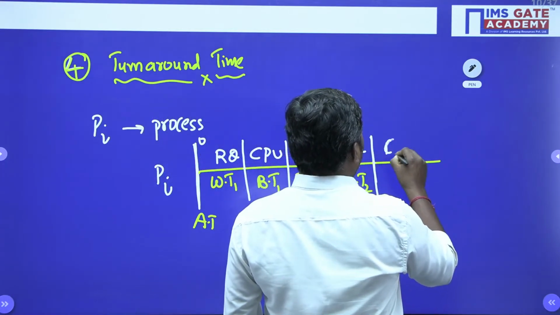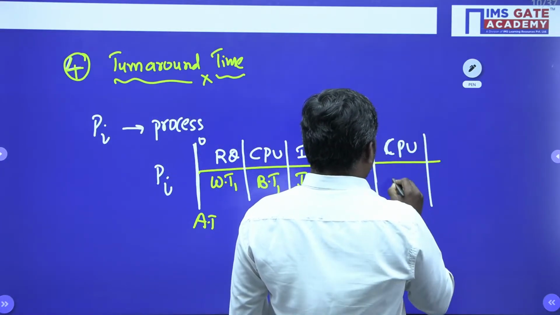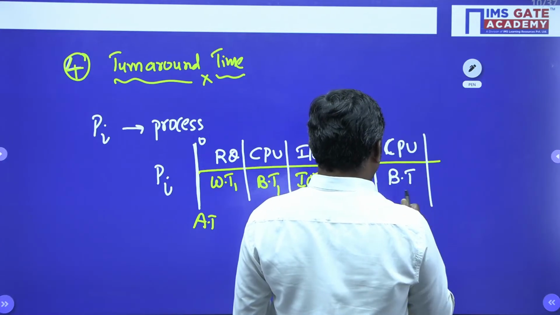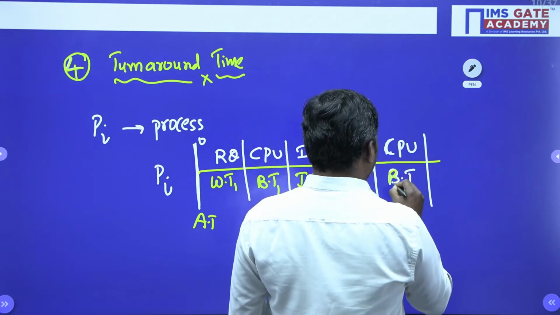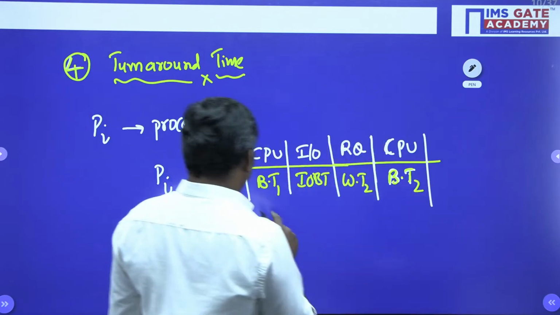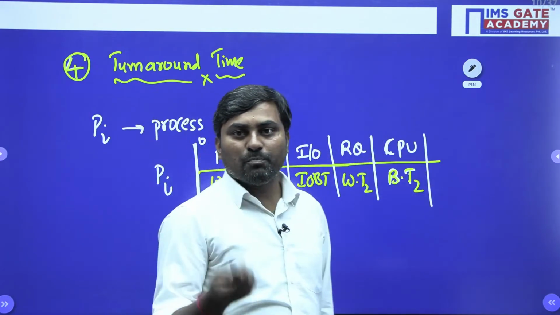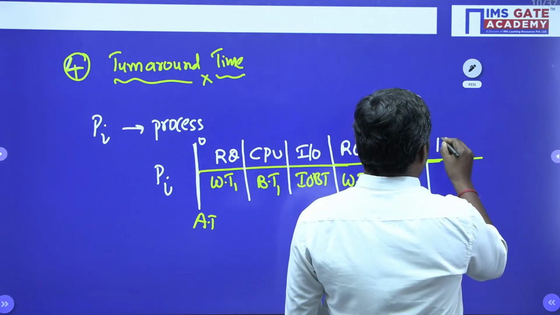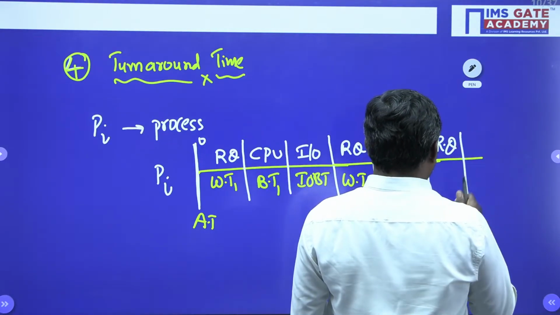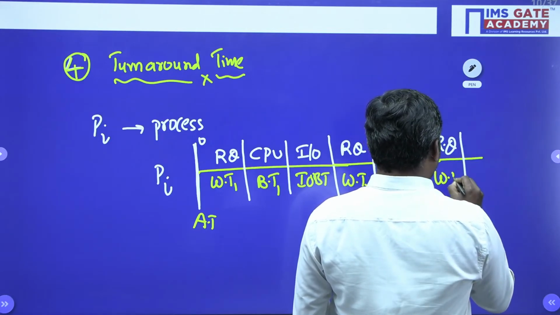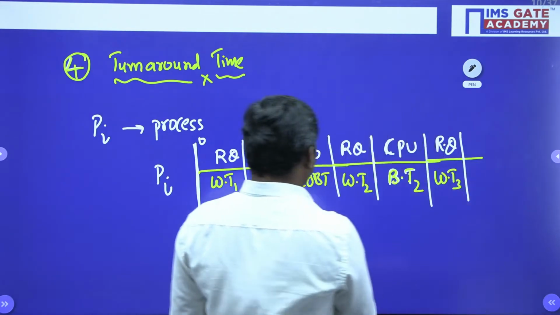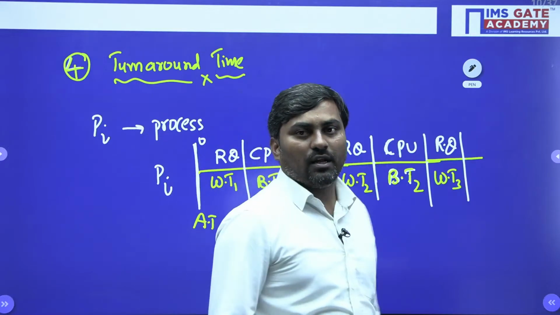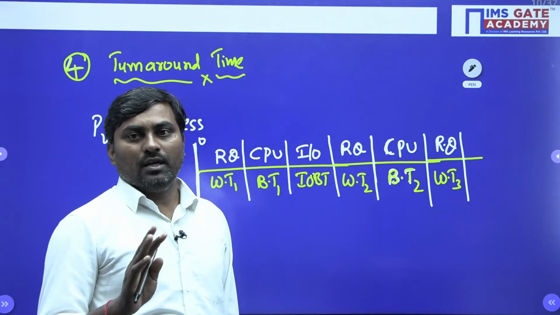After some time, the process got a chance. It enters into the CPU state. Now what is the burst time? Burst time 2, yes or no? Burst time 1, burst time 2. Suppose preemption occurred. The running process is preempted, so it again comes back to the ready queue, right? So waiting time, let's take 3. Waiting time 1, waiting time 2, waiting time 3. Clear all of you?